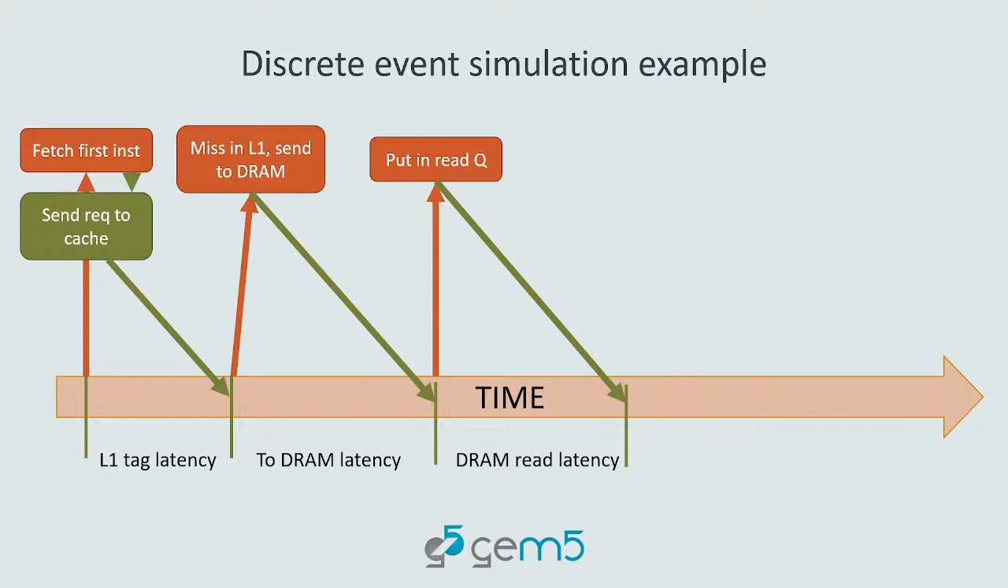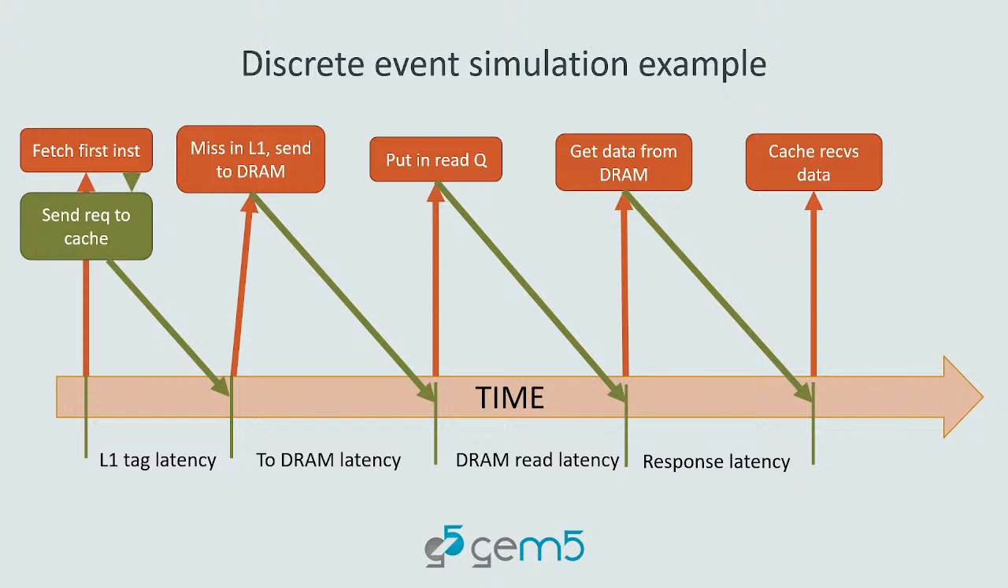Then we can schedule another event in the future of however long it takes to read DRAM. Maybe it takes 10 nanoseconds, since the page was already open. So 10 nanoseconds later, we get the data out of DRAM. Remember, this is an execute and execute simulation, so we don't get the data until the time we would actually get the data. We schedule an event for the future, which is the response latency, however long it takes to get back. And at that time, we receive the data in the cache.